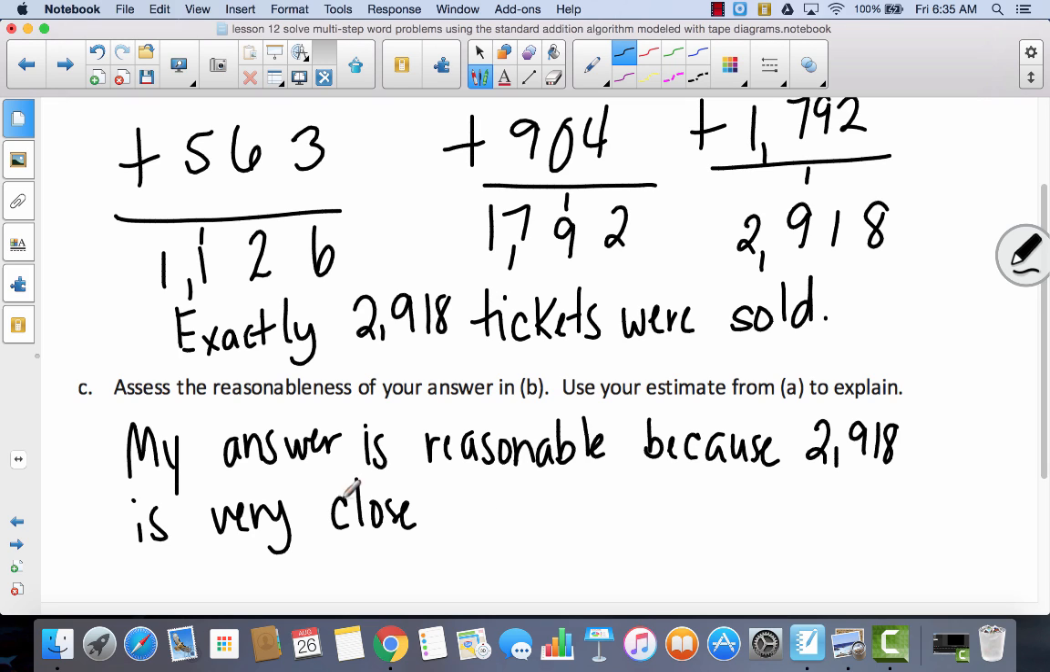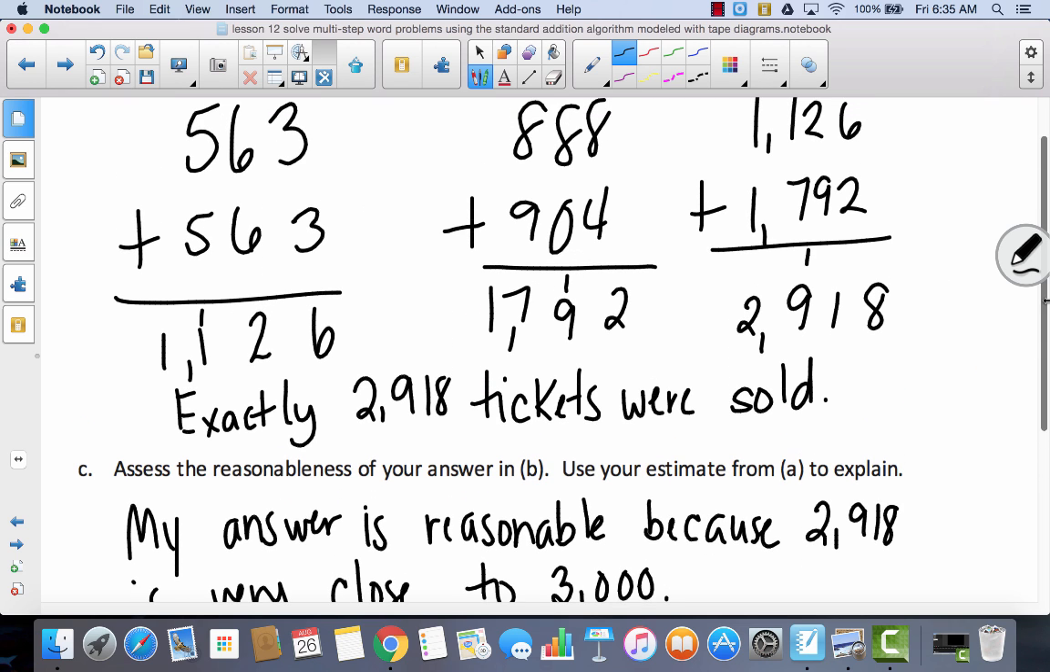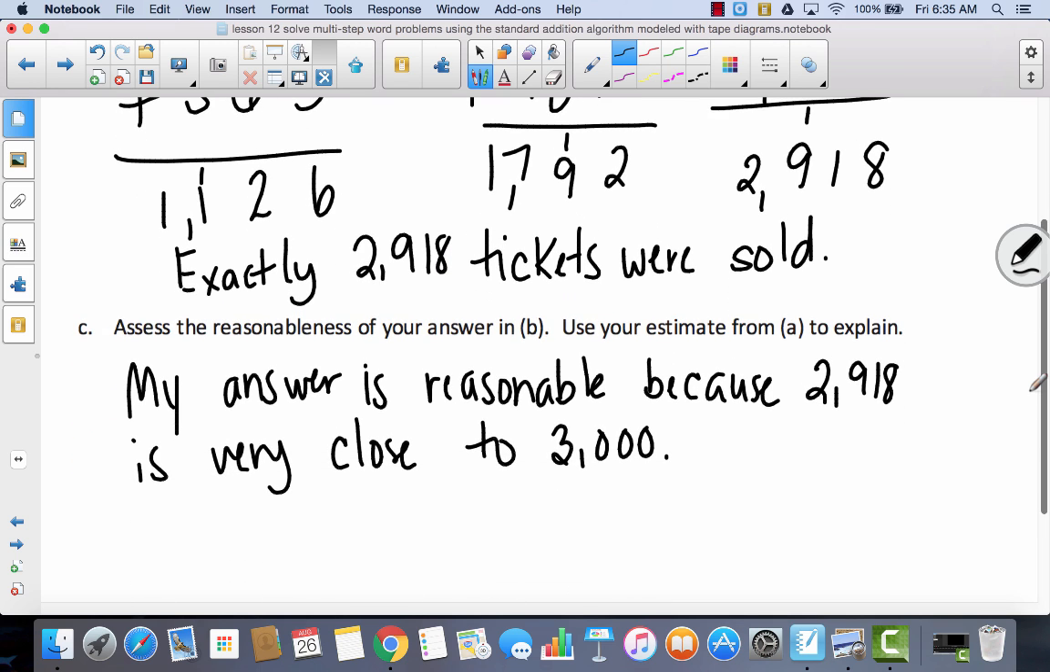So again, I'm not saying that I didn't make an addition mistake. Look at all these addition problems. I could have easily made an addition mistake. But what I'm saying is that even if the correct answer was 2,917, this is still close to the actual answer. It's got to be reasonable because it's close to my estimate.